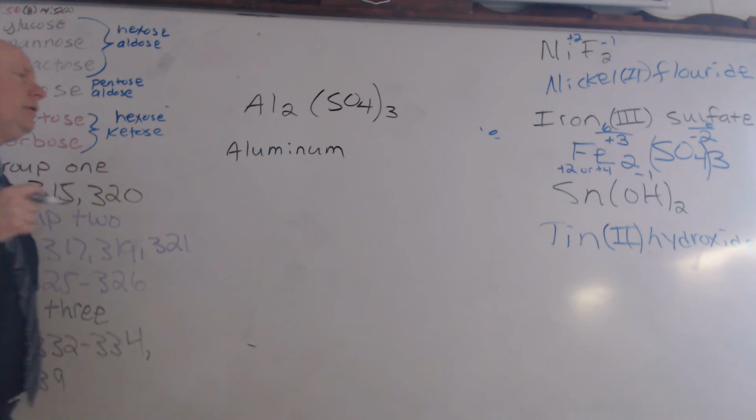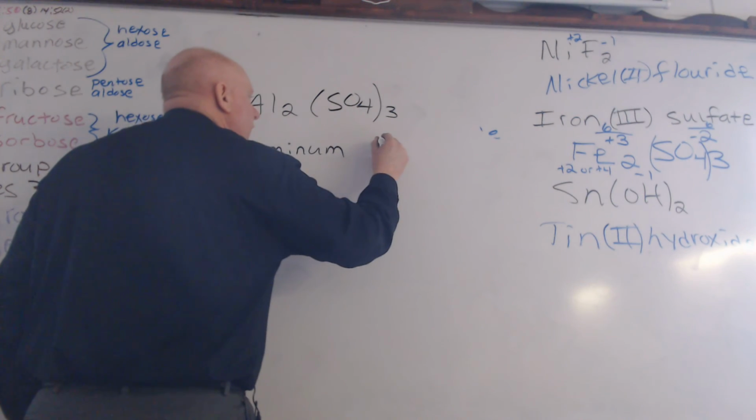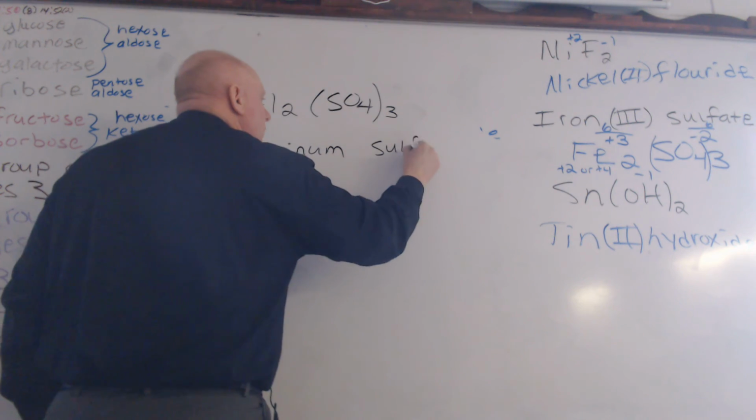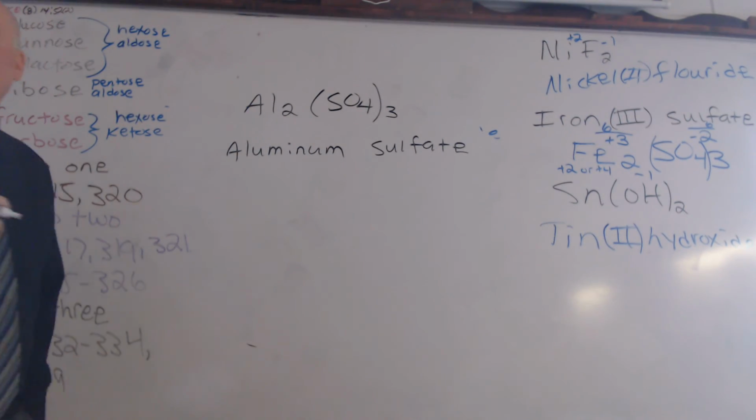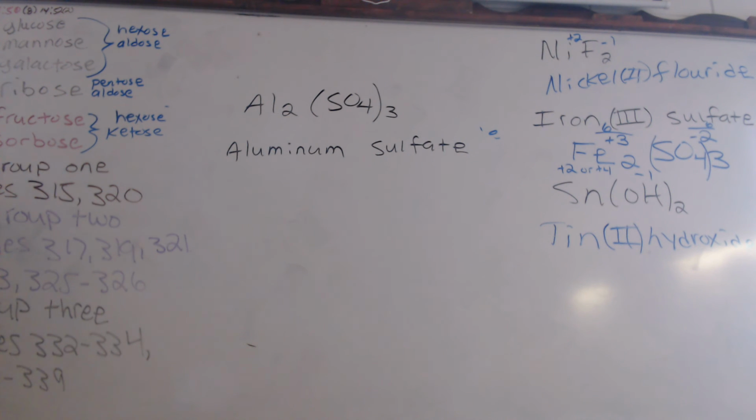So you correctly said sulfate. That's right. Now, what do you think? Do we need to put a Roman numeral for that? No. Couple reasons why. 1, it's not a d-block element. 2, it only has one type of charge, +3. It doesn't have +2, it doesn't have +1, or anything in that nature. So there you don't have to have a Roman numeral.